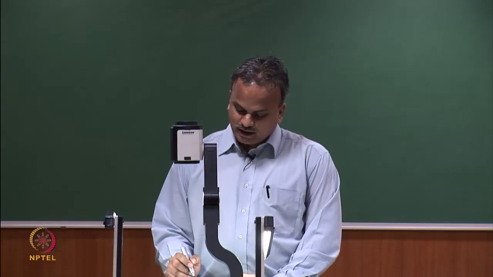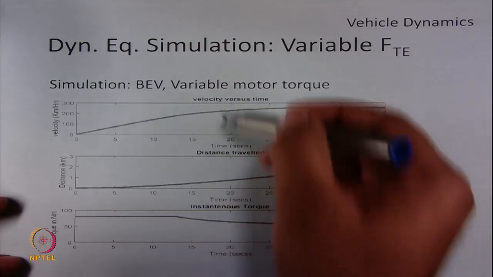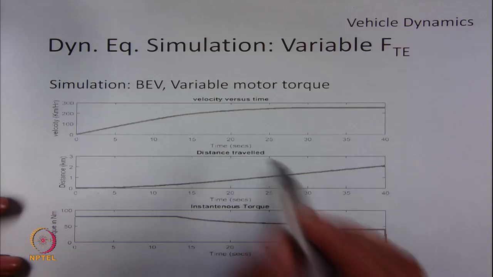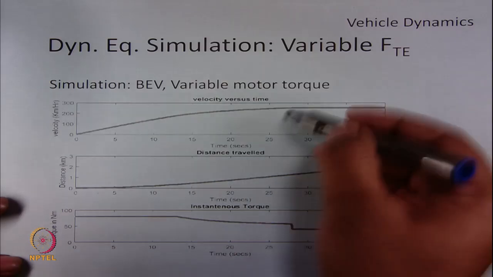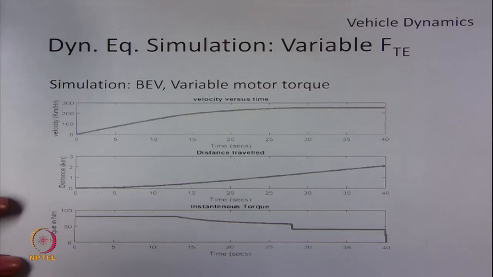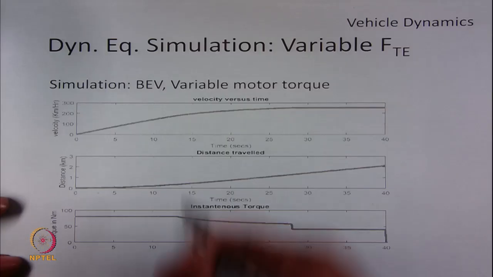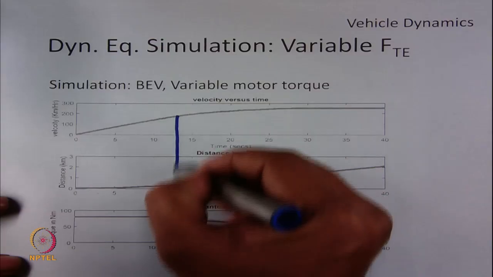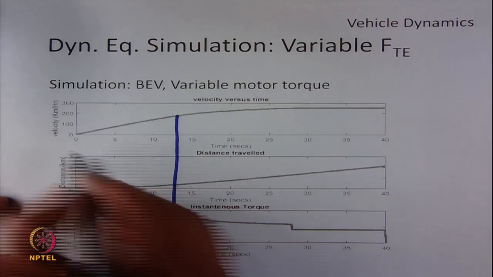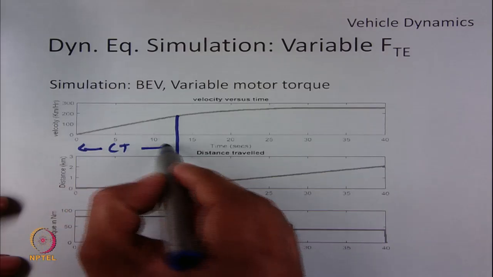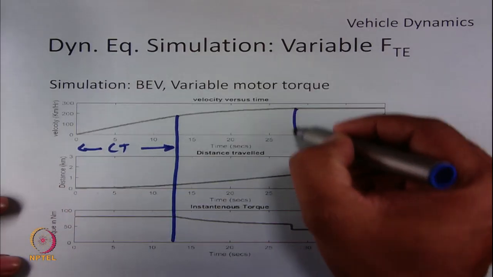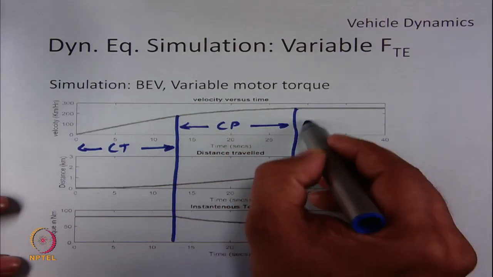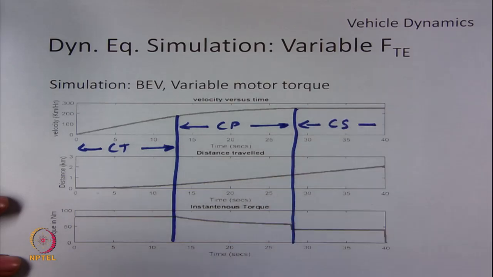Now, let us quickly see all these variations, the velocity variation with respect to time, distance with respect to time, and torque variation with respect to time, in the same graph, where we can appreciate the variations. So, this is the constant torque region. This is the constant power region and this is the constant speed region.